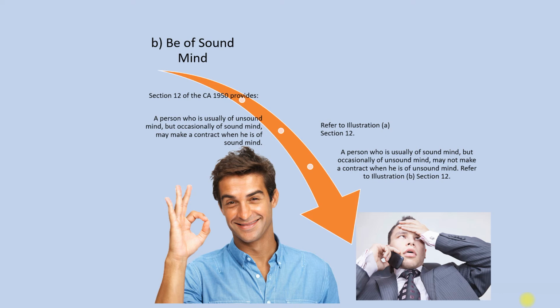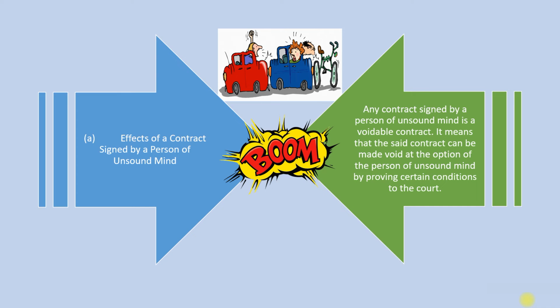There is an illustration under section 12. A person who is usually of sound mind but occasionally of unsound mind may not make a contract when he is of unsound mind. So this is the effect of a contract being made by a person of occasional unsound mind. Okay, this is the effect.